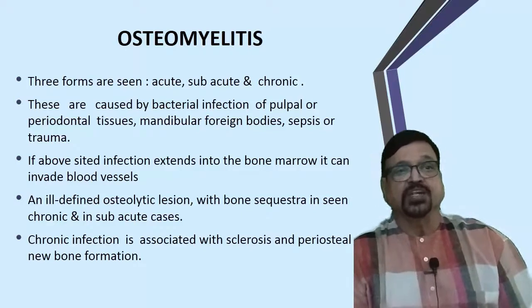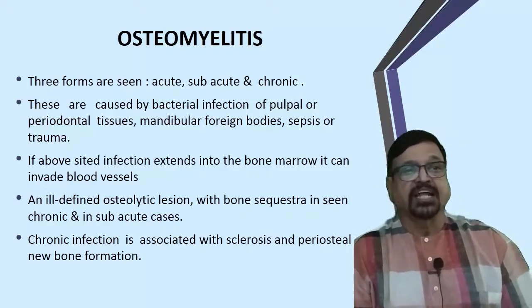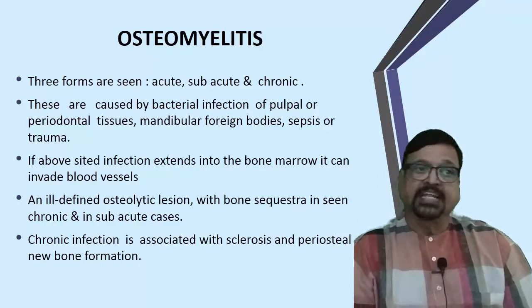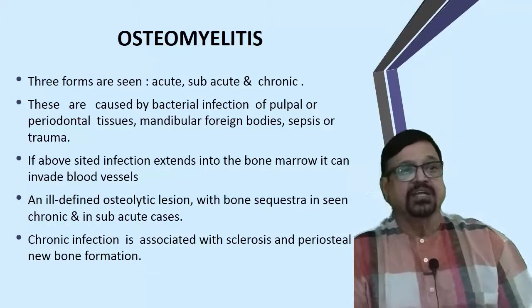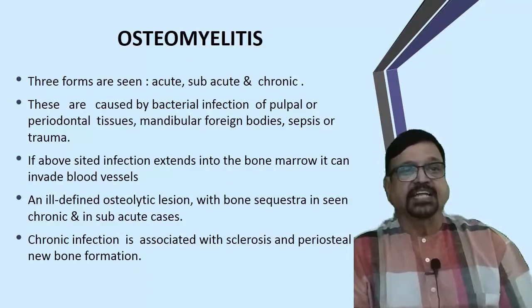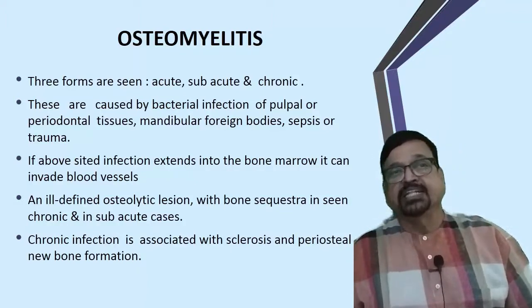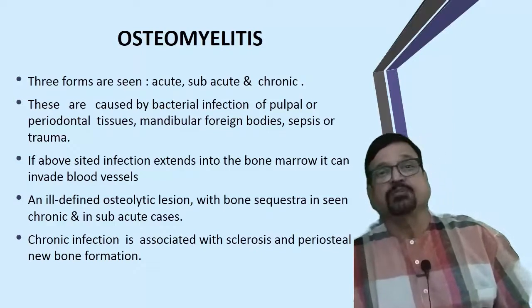An ill-defined osteolytic lesion with bone sequestra is commonly seen in chronic and subacute cases. Chronic infection is associated with sclerosis and periosteal new bone formation. These are the same features as in other bones.